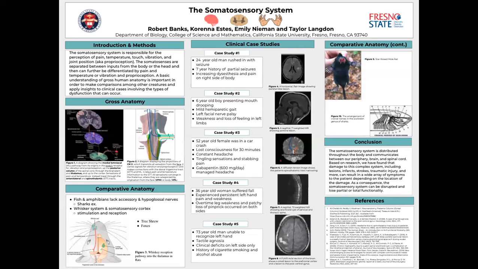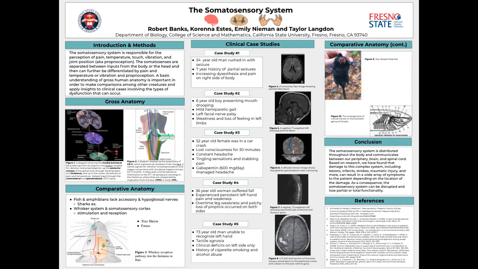The somatosenses are separated between inputs from the body or the head, and they can also be separated by the modalities such as pain and temperature or vibration and proprioception. A basic understanding of the gross anatomy of the human is important in order to make comparisons to other creatures and their anatomical structures, and then to apply insights to clinical cases involving the types of dysfunction that can occur from this system.